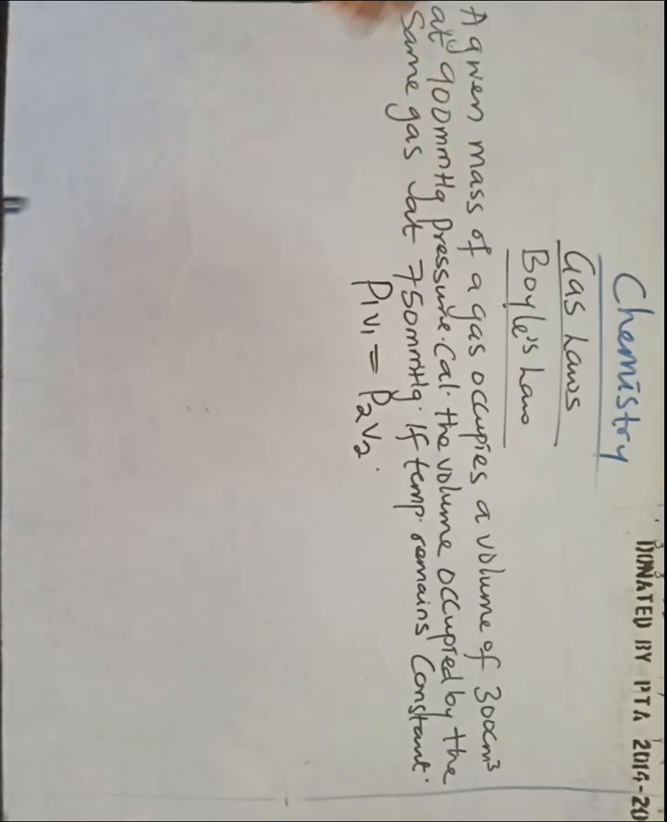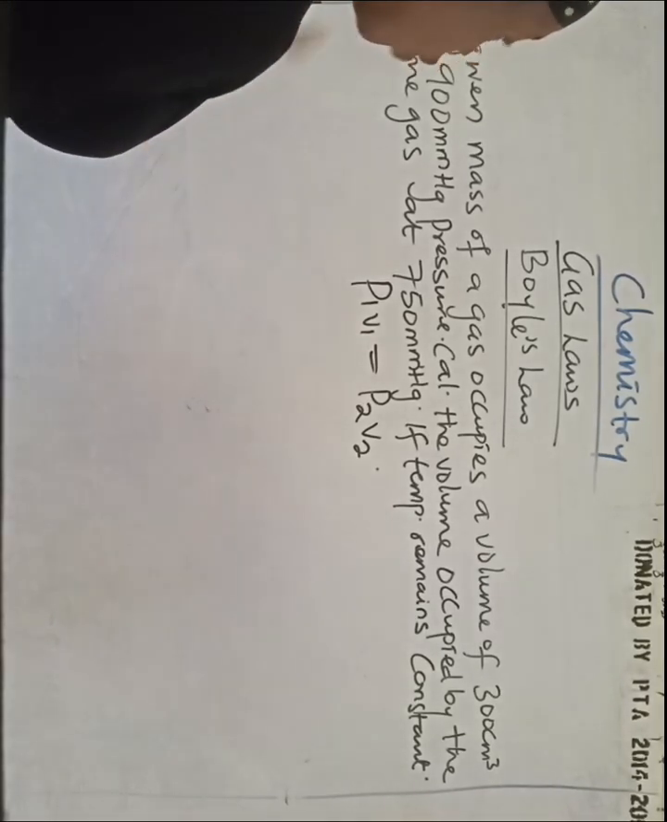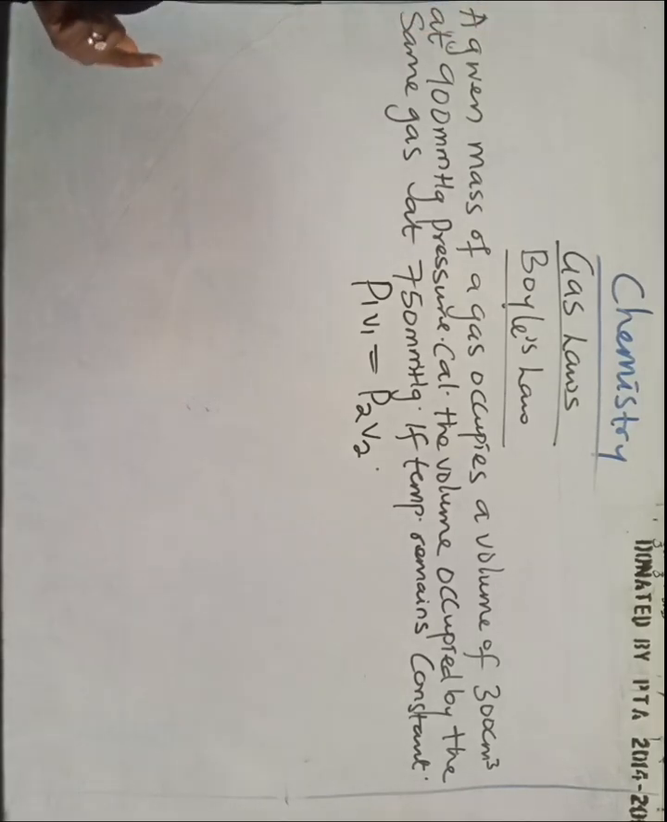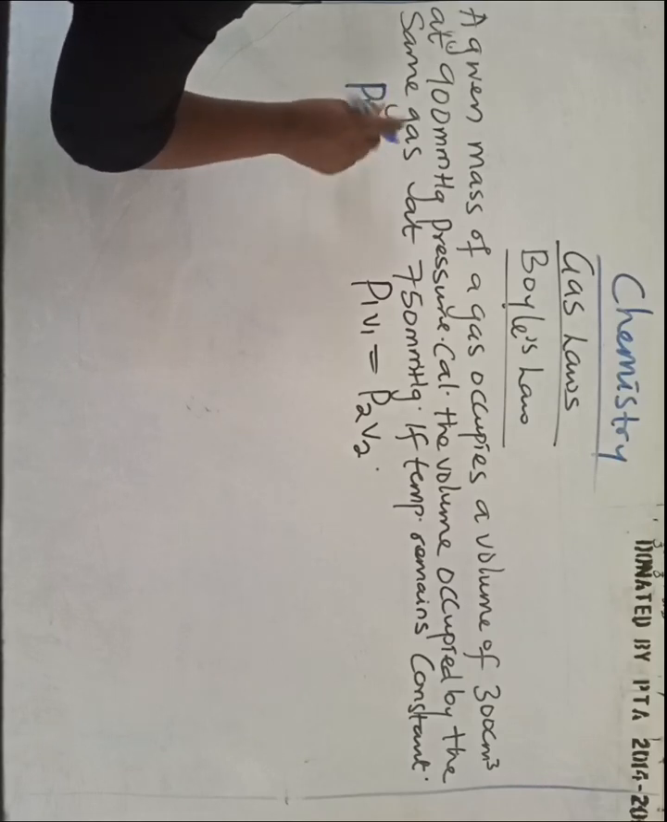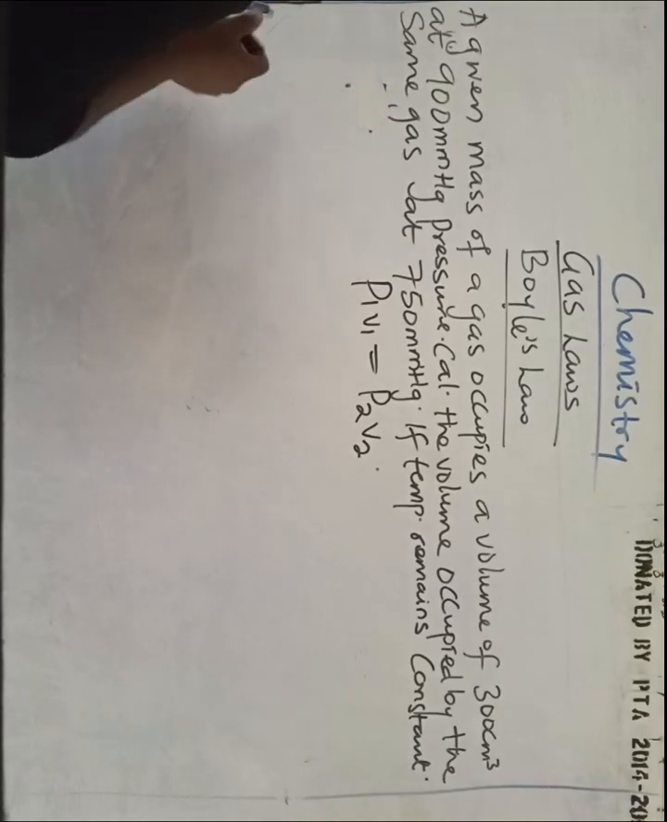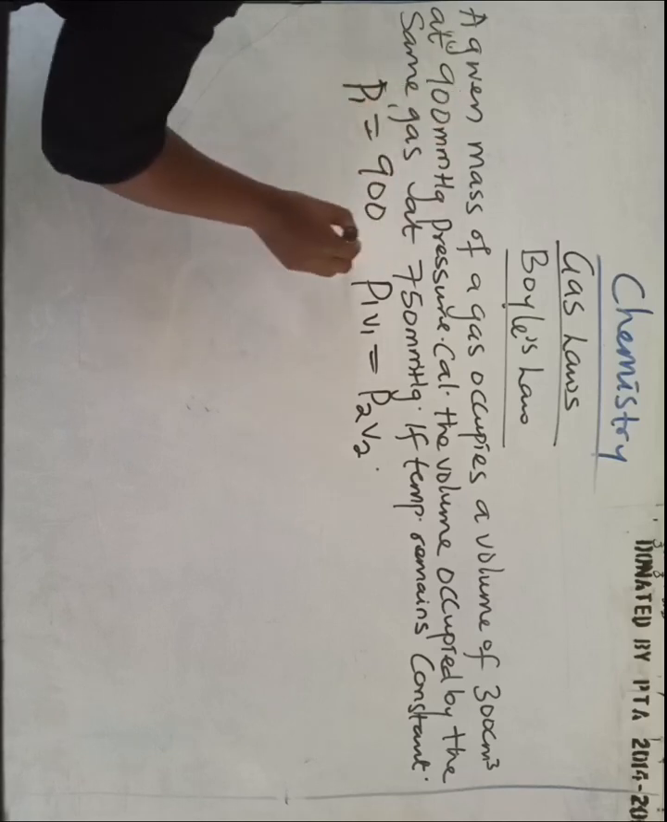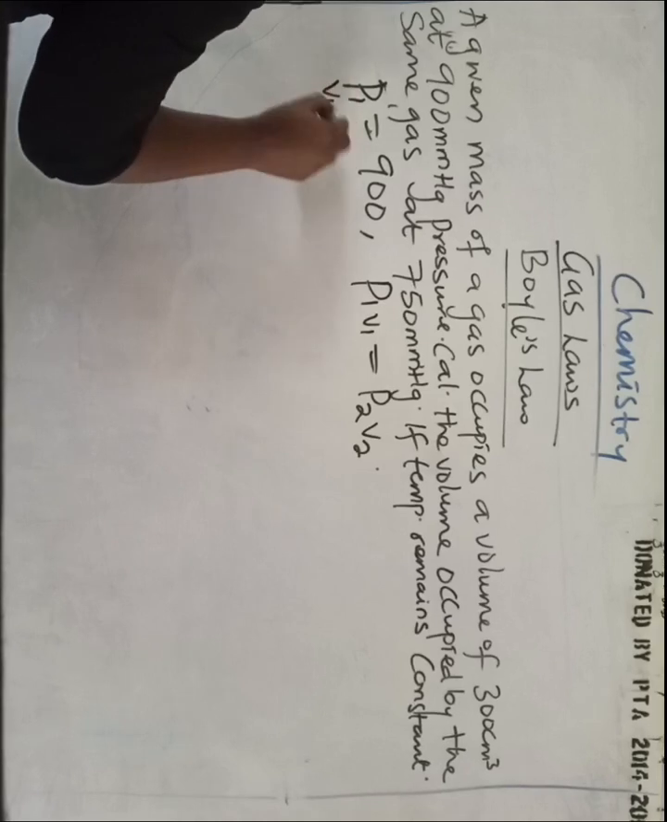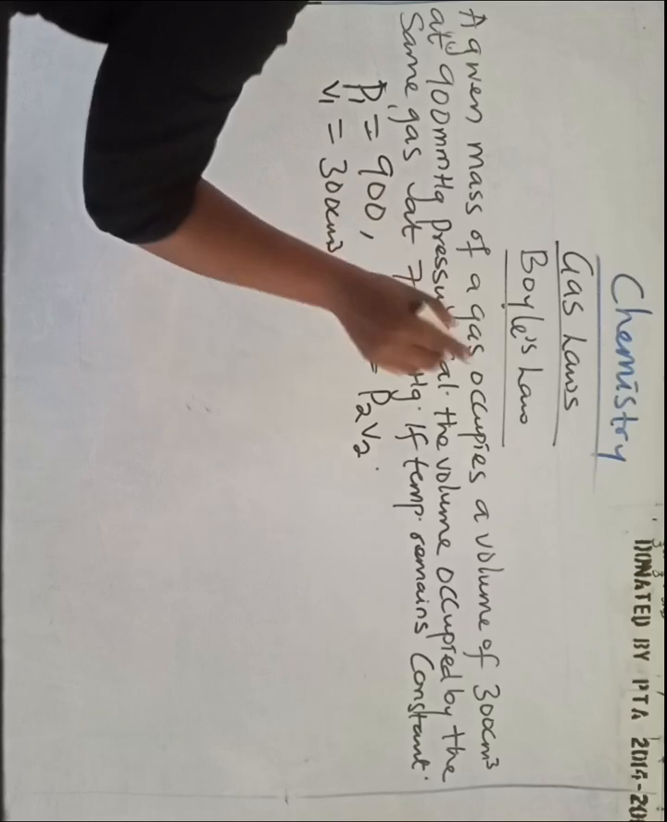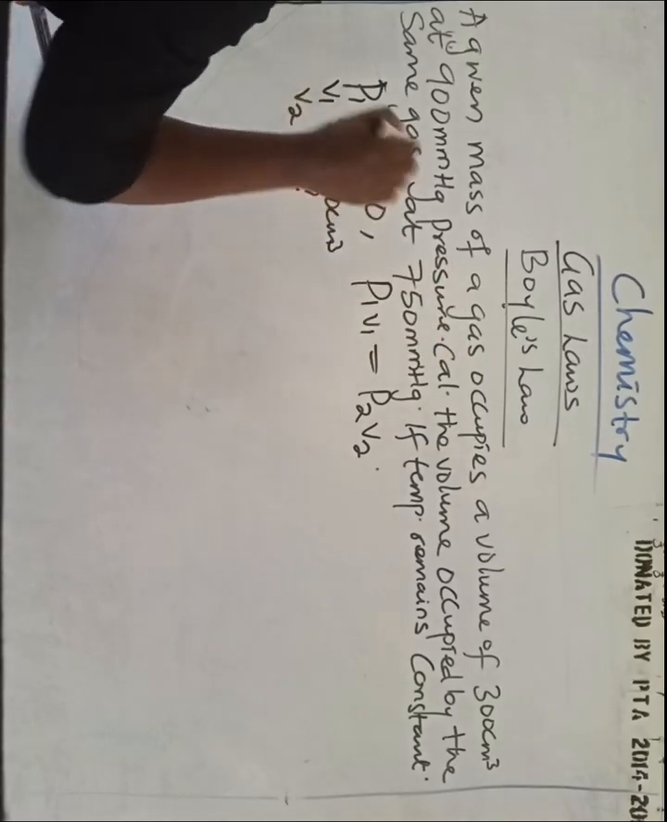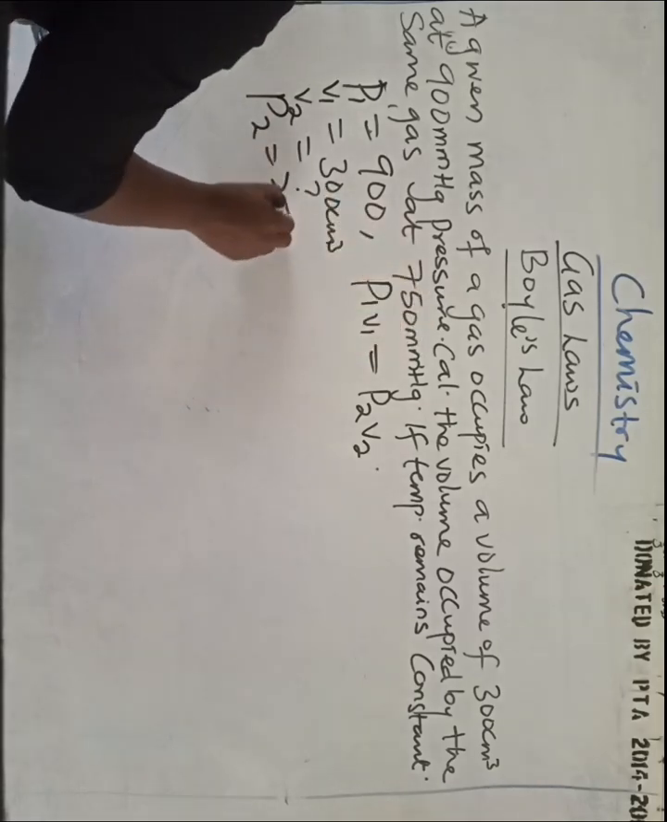Calculate the volume occupied by the same gas at 750 millimeter mercury if the temperature remains constant. So my P1 is going to be 900, because that was the first one mentioned. My V1 is going to be 300 cm cube. Then calculate the volume, so that means I'm calculating for V2. V2 is what I'm looking for. Then P2, the second one, is 750 millimeter mercury.